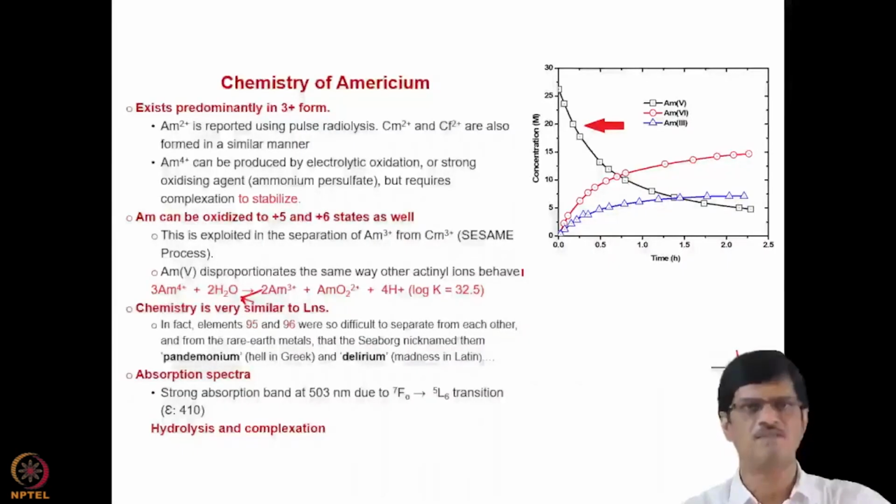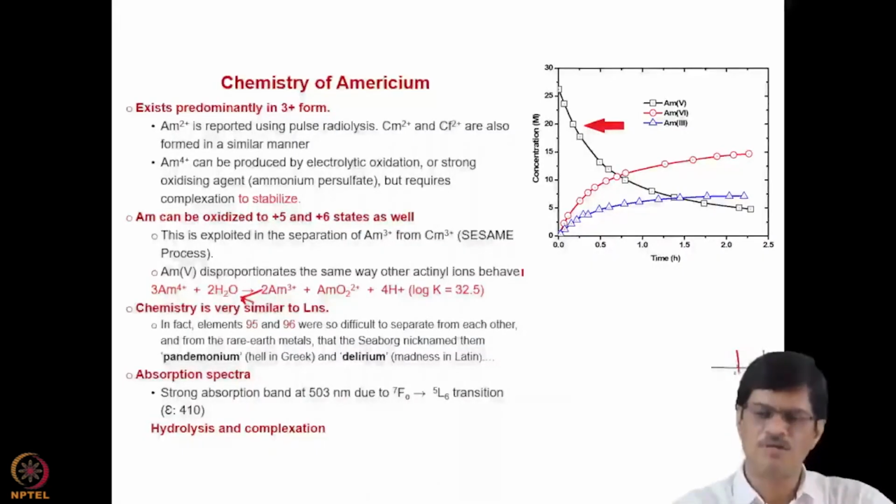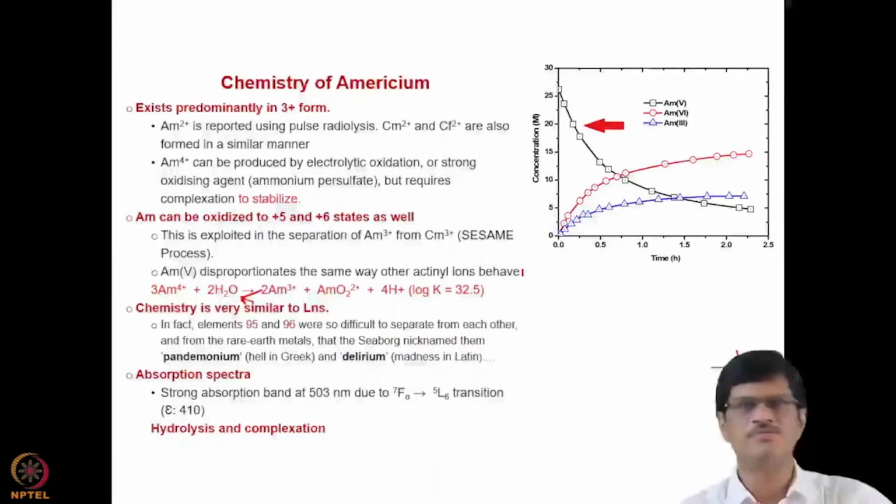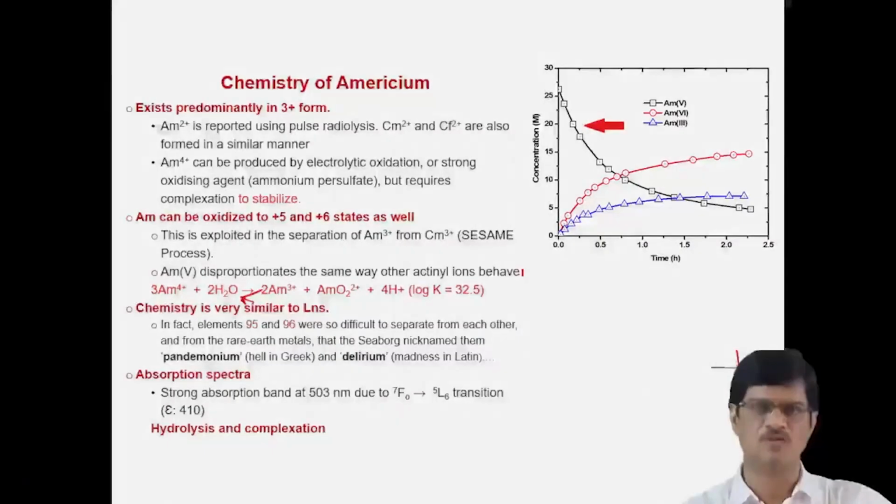Then the absorption spectra of americium: the strong absorption band shown here is at 503 nanometer. This is characteristic of americium 3 plus. This is due to the 7F0 to 5L6 transition with an epsilon value of 400. Hydrolysis and complexation of americium will be taken up in a subsequent lecture.